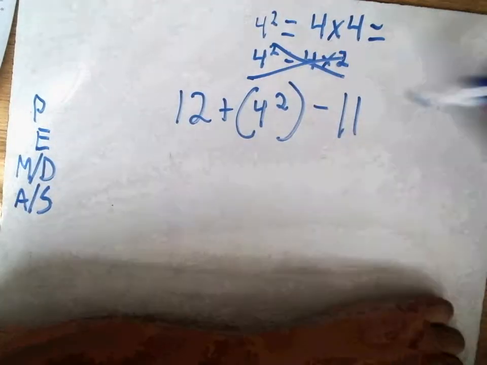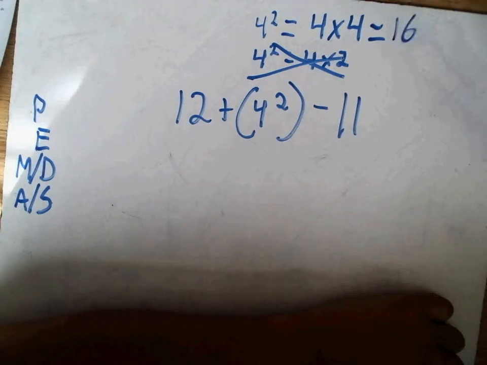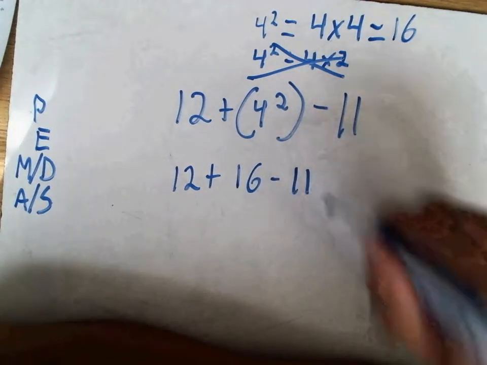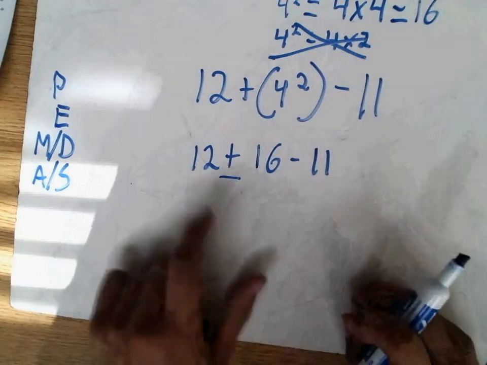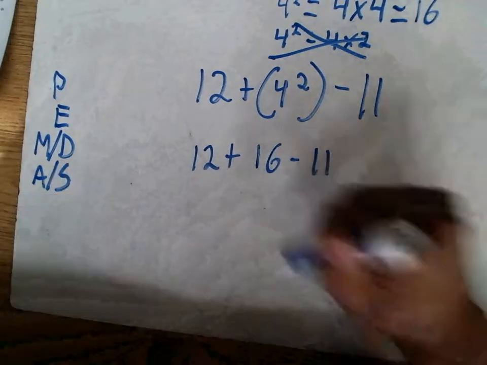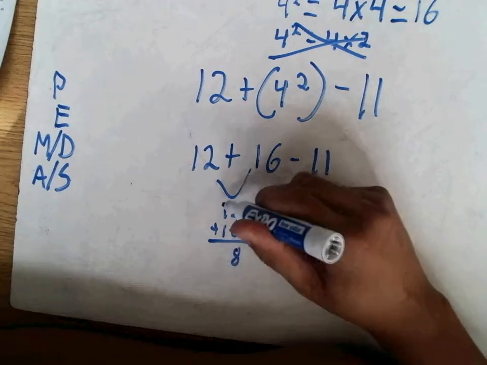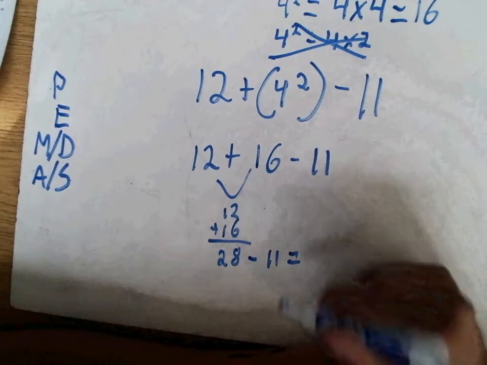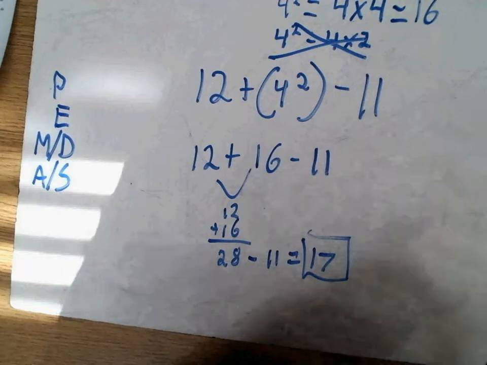So we're going to take 4 squared, and we're going to multiply 4 times 4, and that's going to get me 16. Right? So I'm going to rewrite my problem, 12 plus 16 minus 11, and we know that we're going to do our addition first because it comes first as we read it left to right. Right? So 12 plus 16, and then we're going to subtract 11 from that for a total of 17, right?